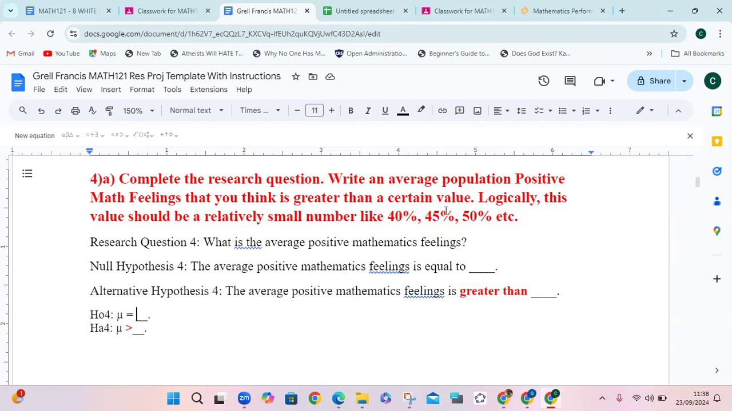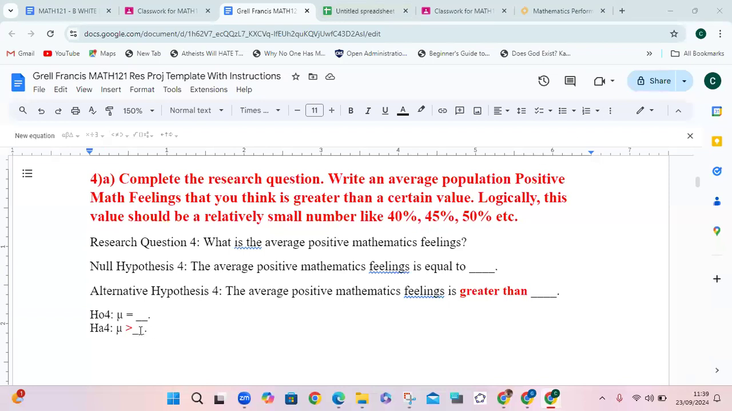So that is where your hypothesis might vary from your friend. Nathan might say 40%. Another student might say 45%. It is not wise to say 90% because the maximum is 90%. So I'm going to ask you a question. What is your positive math feelings on a scale of 0 to 100%? What is your positive math feeling?